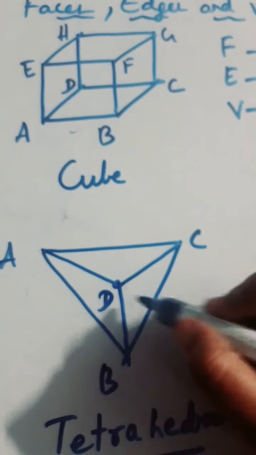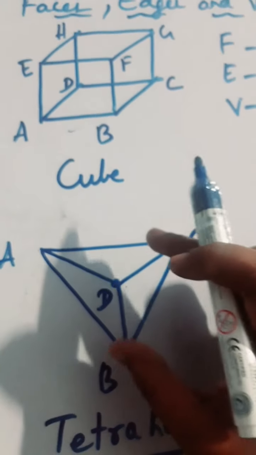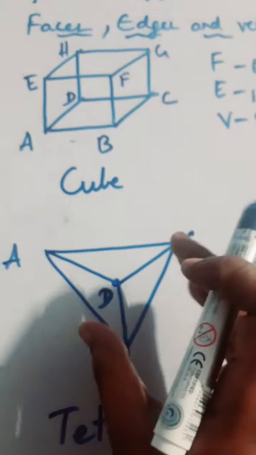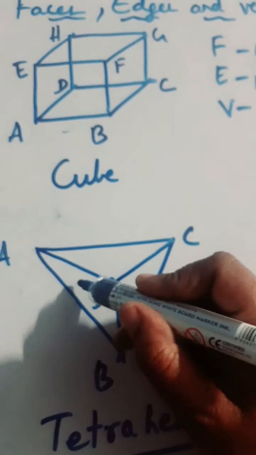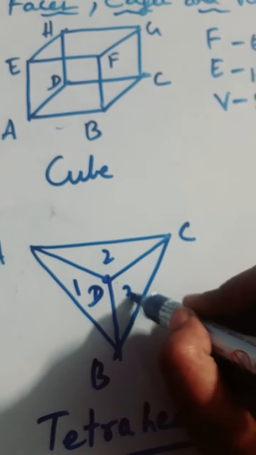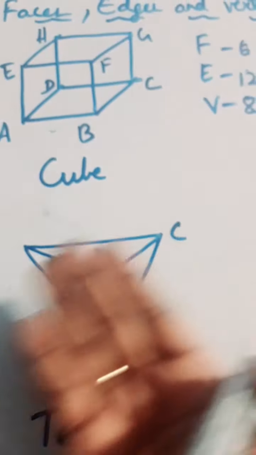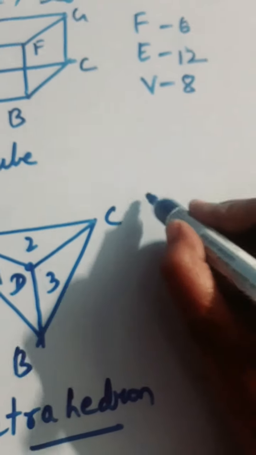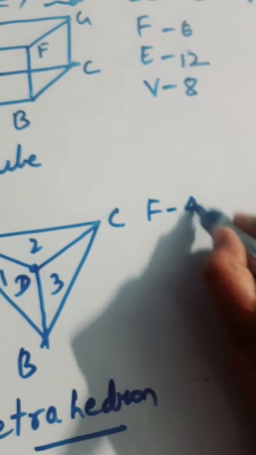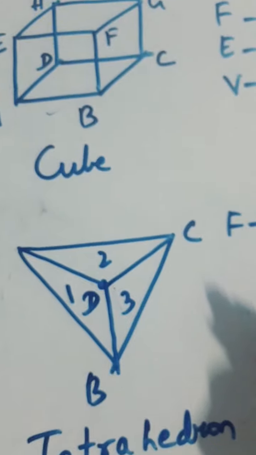Here you have to imagine or visualize, children, this triangle-shaped tetrahedron. So you will have the faces 1, 2, 3 and the one below is the base, that is the 4th face we have. So in a tetrahedron we have 4 faces.